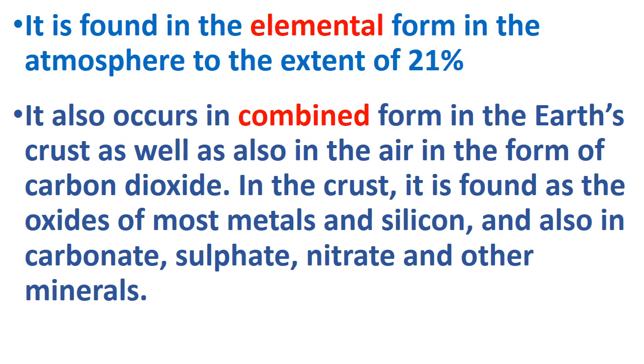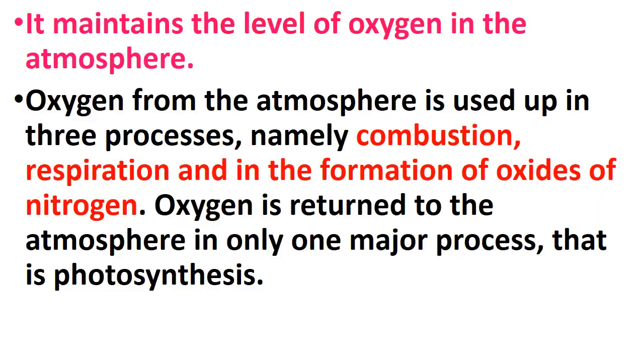So oxygen occurs in both elemental form and combined form. This oxygen cycle maintains the level of oxygen in the atmosphere. How? Oxygen from the atmosphere is used up in three processes. What are those? Combustion, respiration and the formation of oxides of nitrogen. In these three processes, oxygen is being used from the atmosphere.